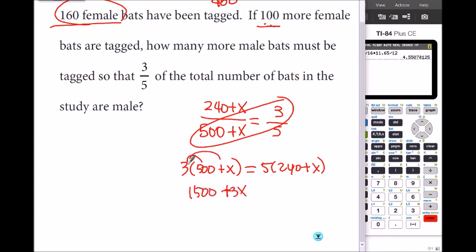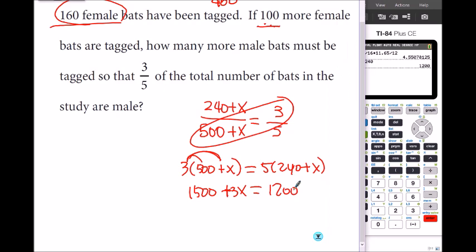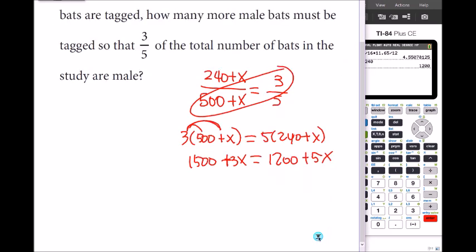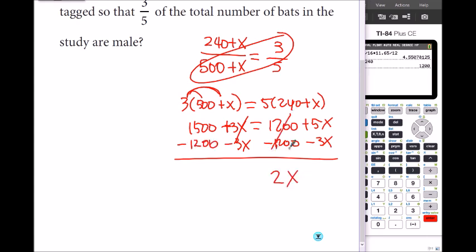A common mistake is that you don't distribute the 3 to the second term. You only do that to the first term. Make sure you do it to every term in the parentheses. So 5 times 240 is 1200 plus 5x. So move the smaller x to keep the x's positive. Then I'll move 1200. So I get 2x equals 300. When you divide by 2, I get x equals 150. So you have to tag 150 more.